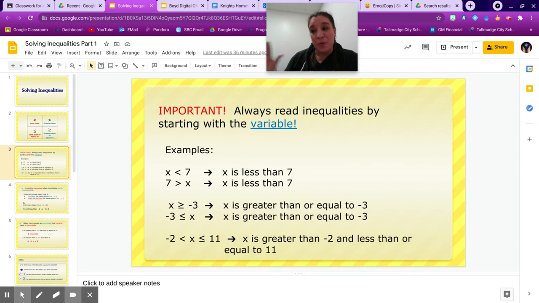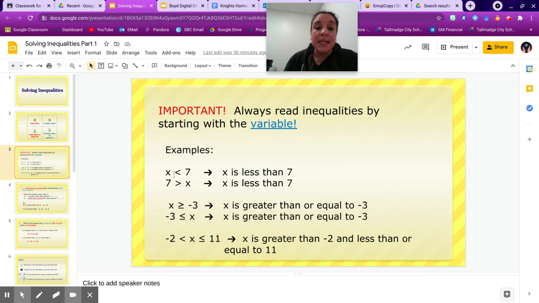On slide 3, for our purposes, it is important that you always read inequalities starting with the variable. When we were younger in elementary school, it was pretty easy because you were probably comparing two different numbers. But now that we're in the world of algebra with inequalities, we're going to have variables. So the variable can be on the left side of the inequality, or on the right side. One of the tricks that I use so that I don't get confused is I always start with the variable.